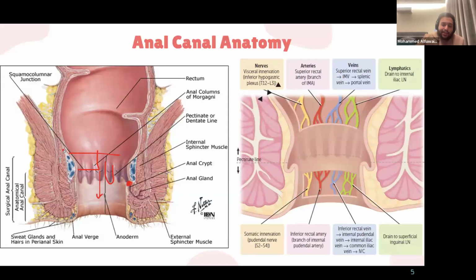Then you have these distended veins. If anything causes chronic constipation, these distended veins can bulge out. They can bulge out either above the dentate line or below the dentate line. If there are bulging veins above the dentate line, what do we call this?